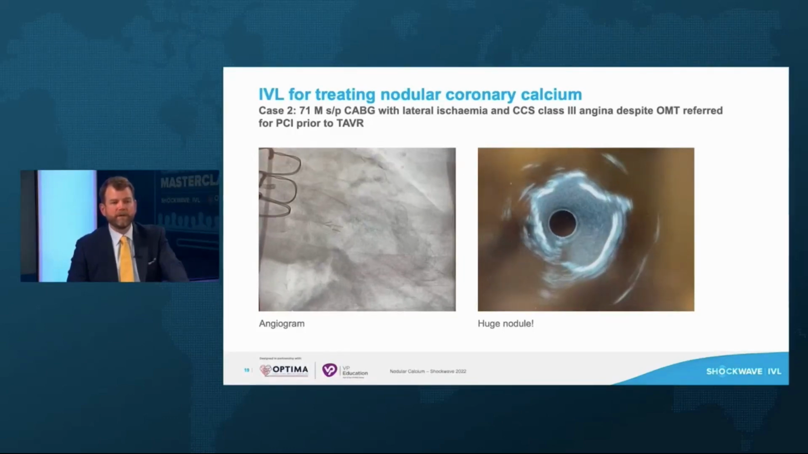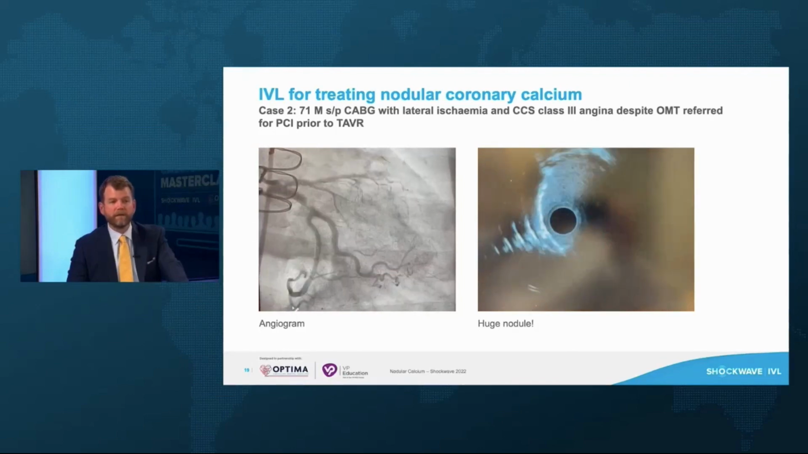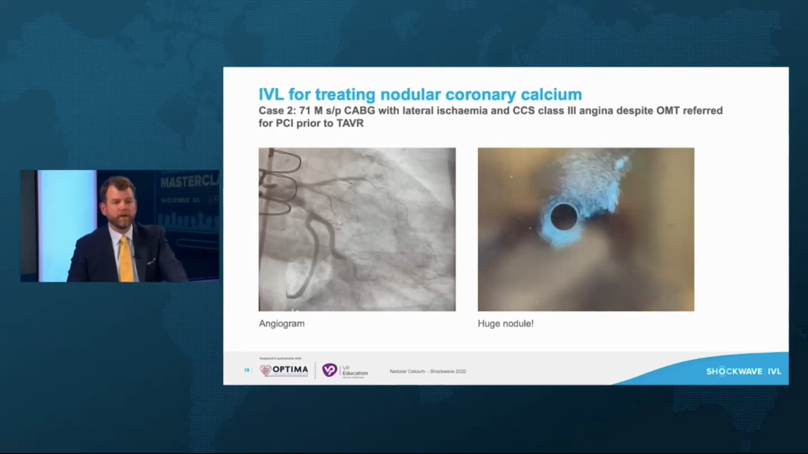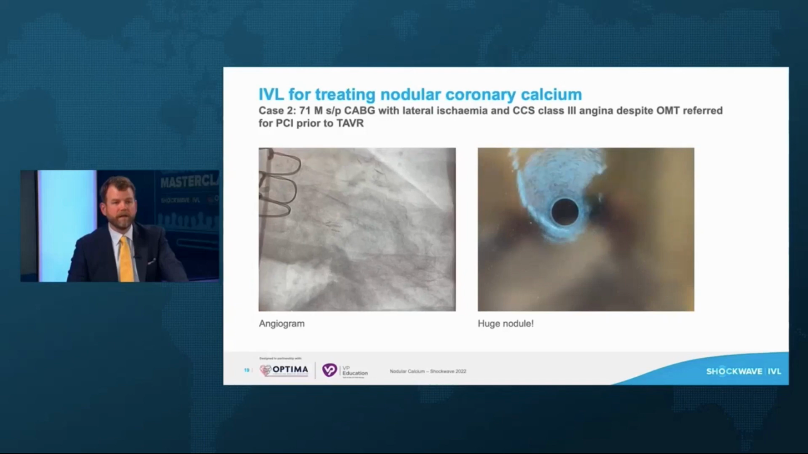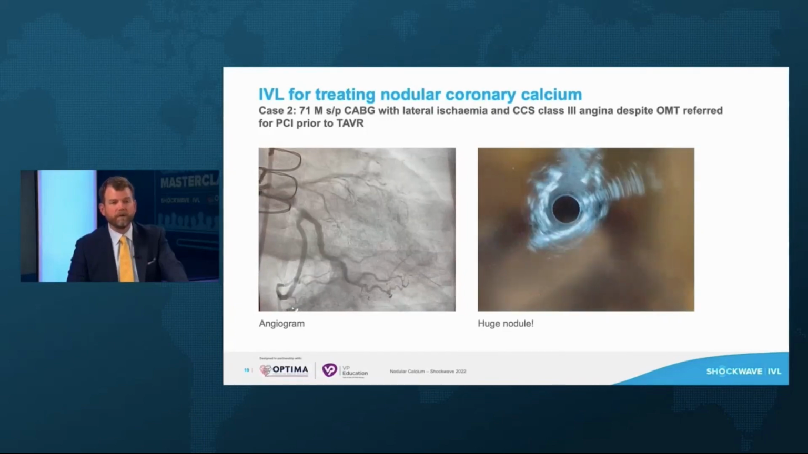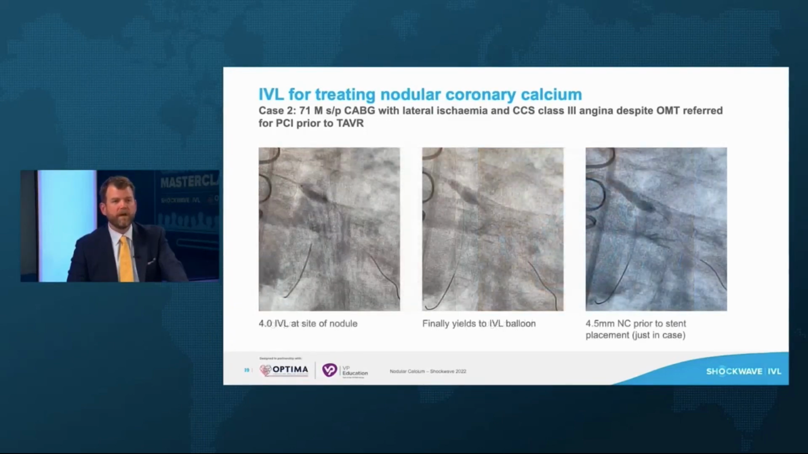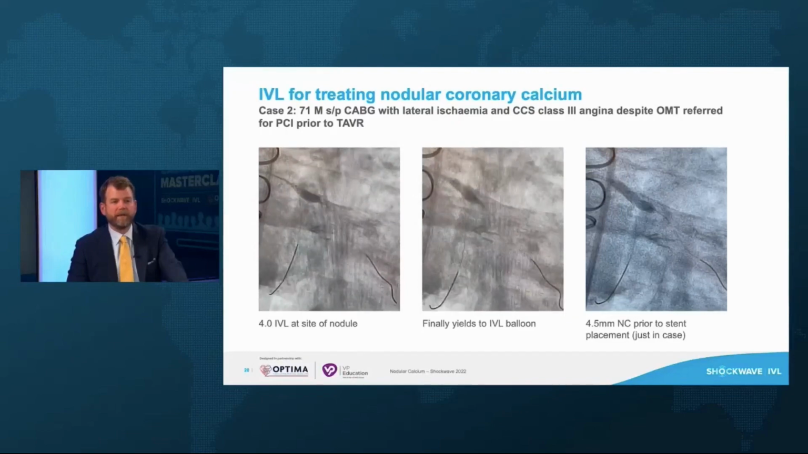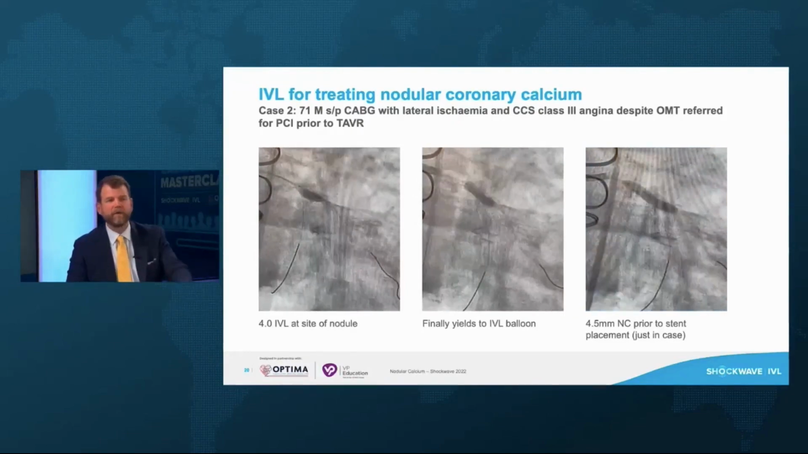So we go down and we protect both branches, and we run the IVUS through, and sure enough, there's a large nodule, as you can see there, that crops up right around 1 or 2 o'clock. Once we saw that nodule, we were able to take the IVL balloon down, a 4.0. It's about a 4.0 to 4.5 vessel.